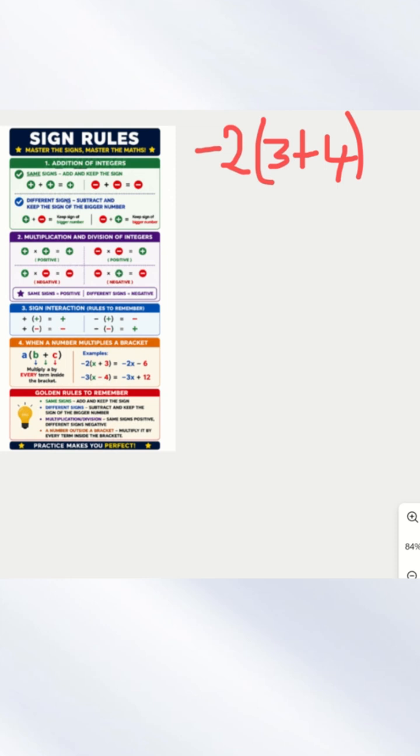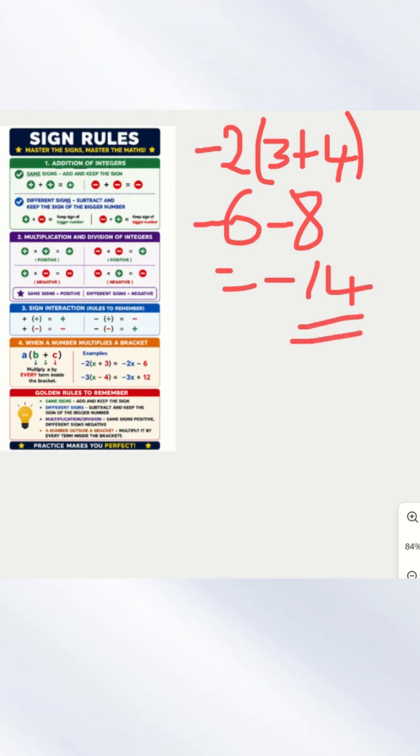So what I'm going to have is minus 2 times 3 will give you what? Minus 6. And you have another one, minus 2 times this positive 4, that will be minus 8. And remember, now you're going to add them together. Minus 6 minus 8. These two signs are the same. You add and leave the answer in negative. That becomes minus 14.